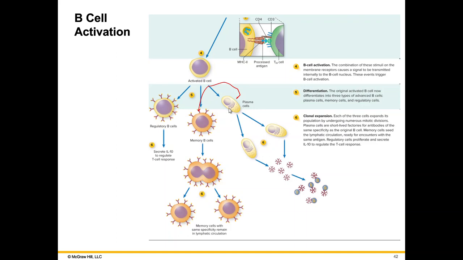So what I do want you to know is that it's going to cause differentiation of different types of B cells, like memory cells and plasma cells. The memory cells, hopefully that's an easy one to remember because it results in memory. So our immune system remembers this infection, and it can mount an immune response against it more quickly later.